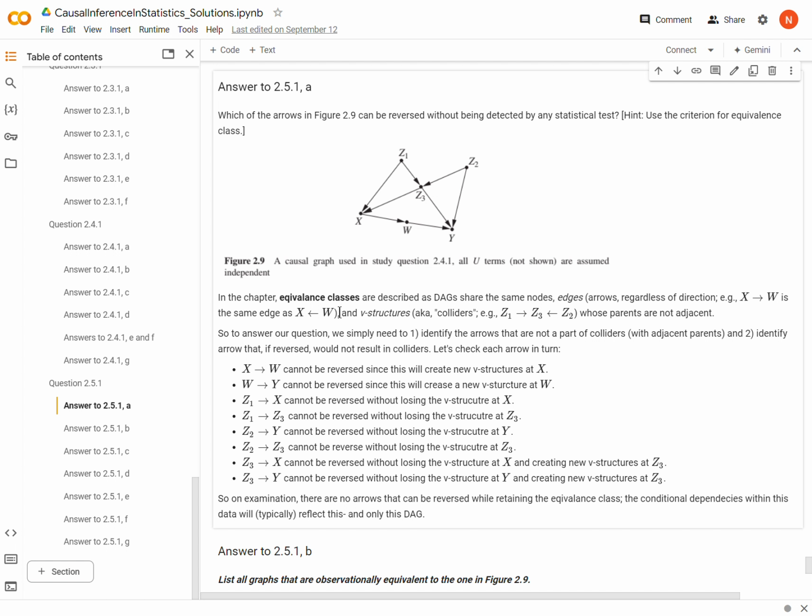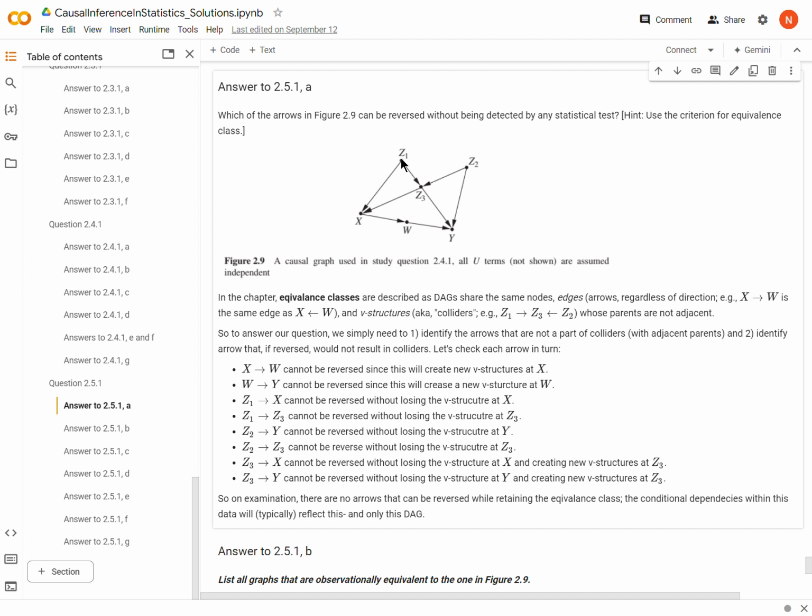So in other words, the equivalence class of this DAG is going to be any DAG that we can make by simply reversing an arrow, and that does not cause or eliminate existing V structures, existing colliders. Now, let's just do a couple here. Let's try to reverse the arrow from X to Z1. Now if the arrow goes from Z1 to X, we have eliminated a V structure, a collider at X. So we can't reverse that one.